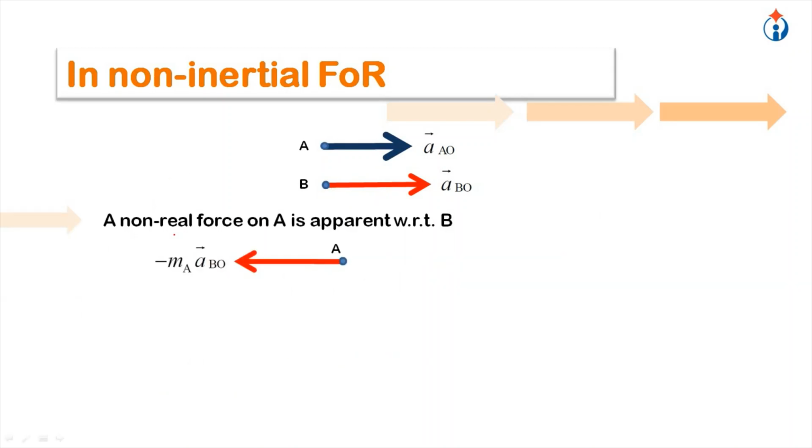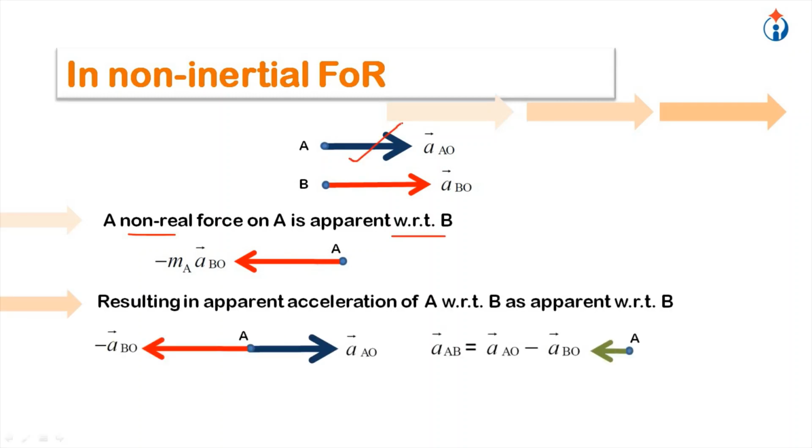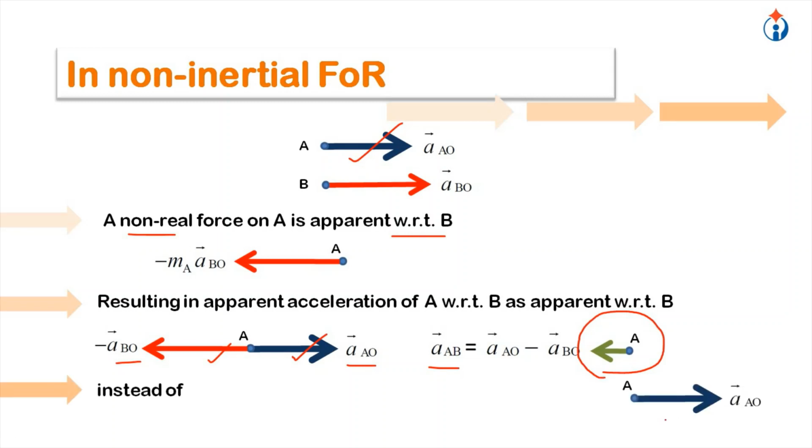So a non-real force on A is apparent with respect to B like this. Now, this acceleration was because of real net forces, and this is the pseudo force. Because of that, we get the acceleration of A apparent, not the real one, because of the pseudo force. So the net apparent acceleration of A with respect to B comes out like this instead of this. This is because of actual real forces, and this is apparent when we observe from B, with respect to B.